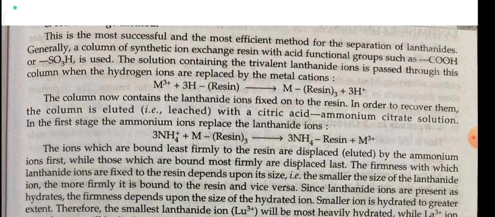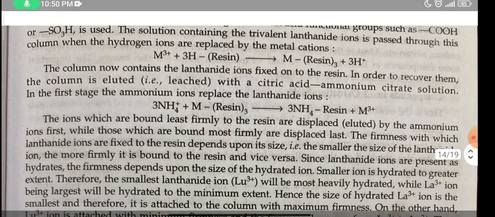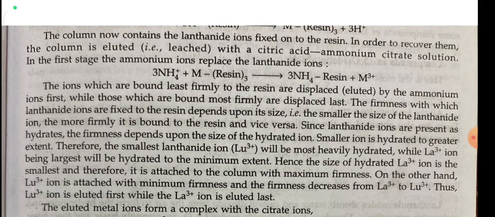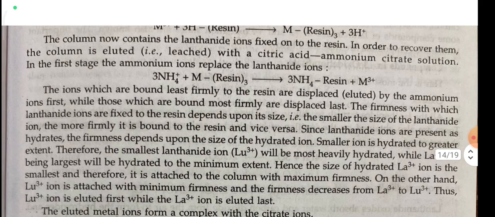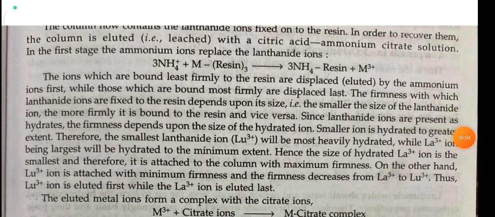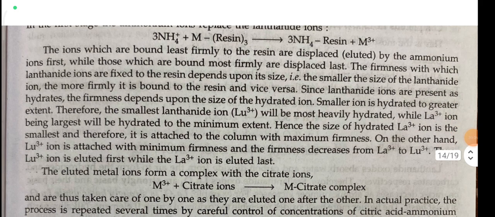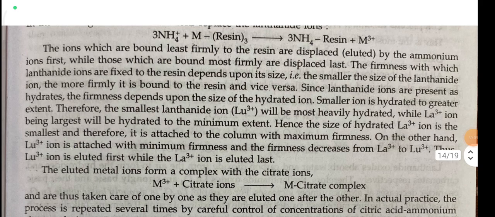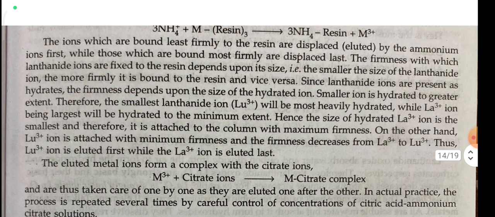The solution containing the trivalent lanthanide ion is passed through the column, where the hydrogen ions are replaced by the metal cations. The column now contains the lanthanide ion fixed on the resin. In the other step, to recover them, the column is eluted (leached) with citric acid, ammonium citrate solution. In the first phase, the ammonium ions replace the lanthanide ions. The ions which are bound least firmly to the resin are displaced (eluted) by the ammonium ion first, while those which are bound most firmly are displaced last.